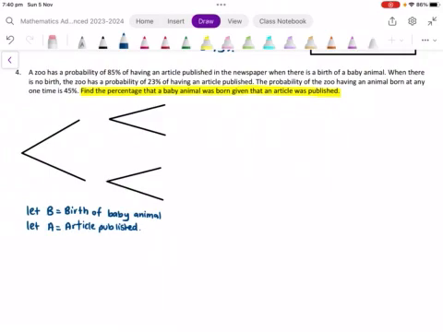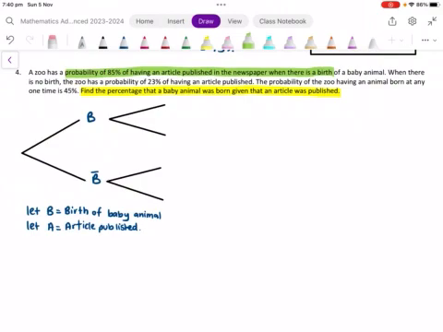Okay, so the first event or outcome that could happen is the baby being born. So we could have the probability of the baby being born or the baby not being born. So we have the information of a probability of 85% of having an article published in the newspaper when there is a birth of a baby.